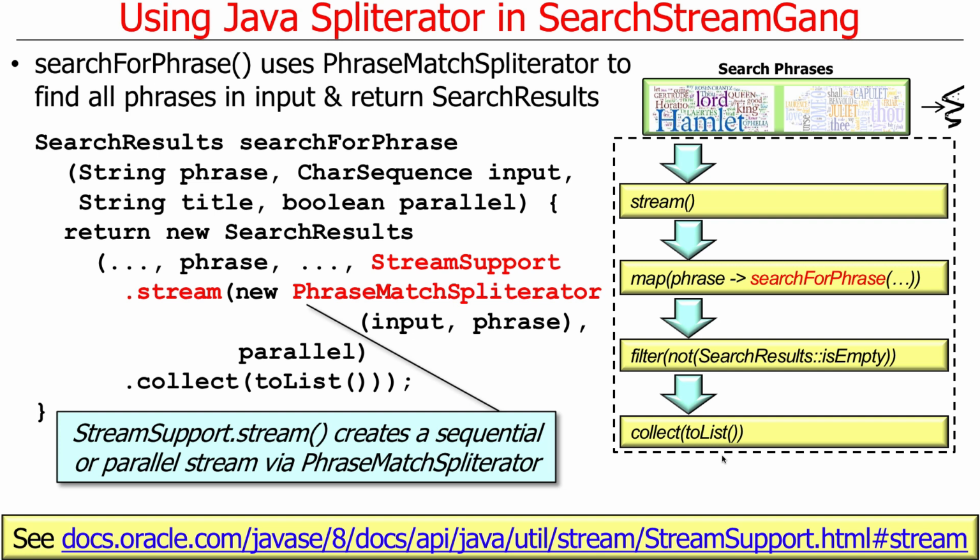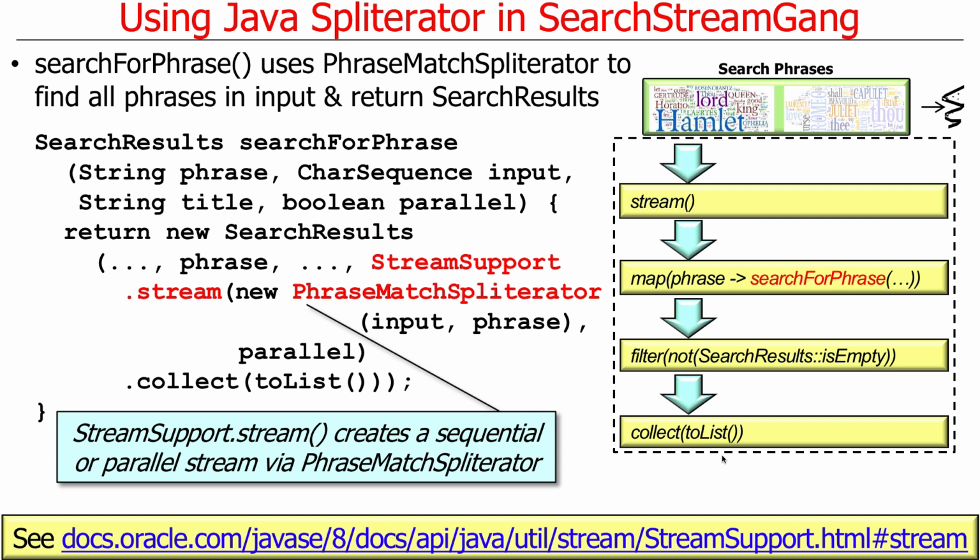So we're going to create a stream, and the stream is going to use this thing called PhraseMatchSpliterator, which we're about to look at in a second. The PhraseMatchSpliterator takes the input string we're searching and the phrase we're looking for in that input string, and it goes ahead and makes a stream of things that match. And we'll see in a second that it's doing it sequentially for reasons I'll talk about.